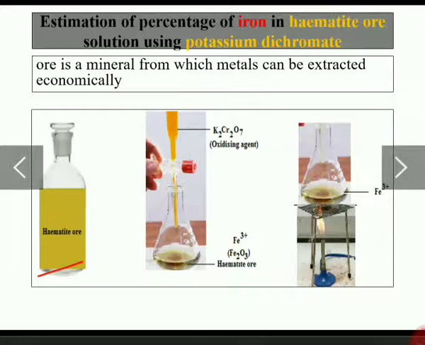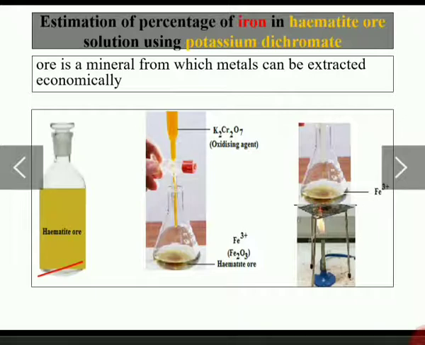Before starting the experiment, let's go through the definition of ore. Ore is a mineral from which metals can be extracted economically. Today you'll be given an ore, that is hematite ore. Hematite ore will be given in the reagent bottle, and let's see what you take in the conical flask and what you take in the burette before starting the experiment.